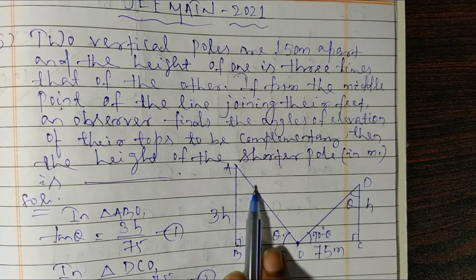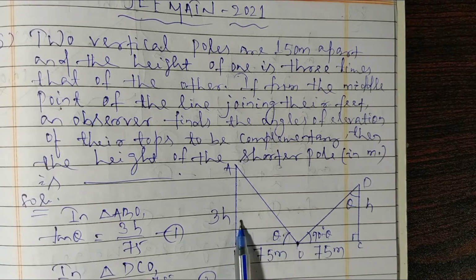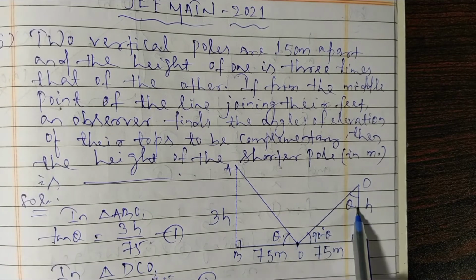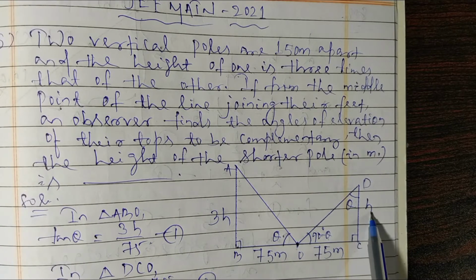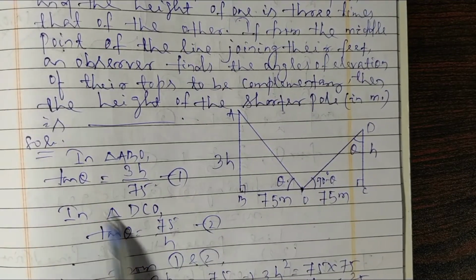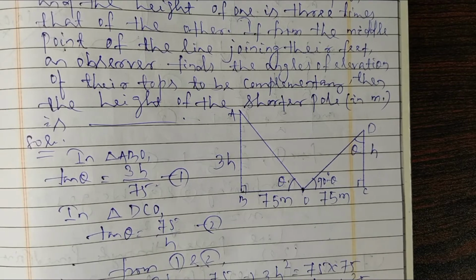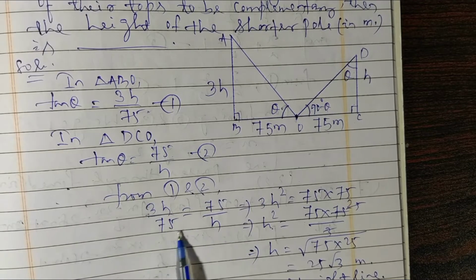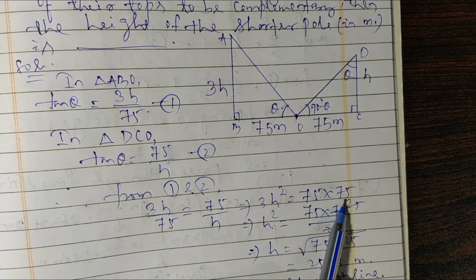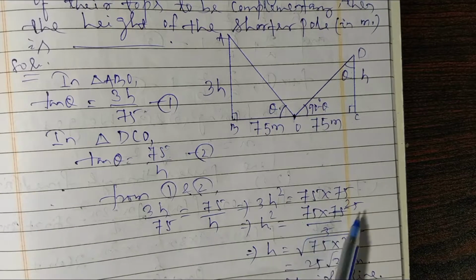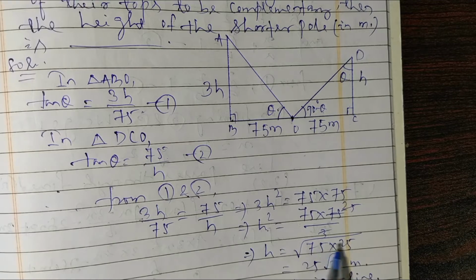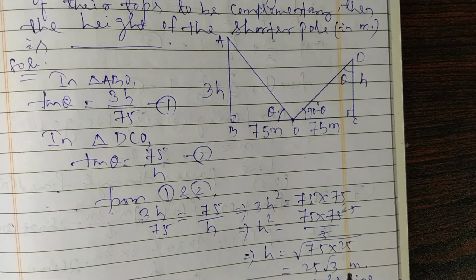In triangle ABO, tan theta is equal to perpendicular by base, that means 3h by 75, and in triangle DCO, tan theta is equal to perpendicular by base, that means 75 by h. So from 1 and 2, both left sides are equal, so the right sides will be equal. That means 3h by 75 is equal to 75 by h. By cross multiplication, 3h square is equal to 75 into 75. That means h square is equal to 75 into 75 by 3, which is 75 into 25. So h is the root of 75 into 25, which is 25 root 3 meters.